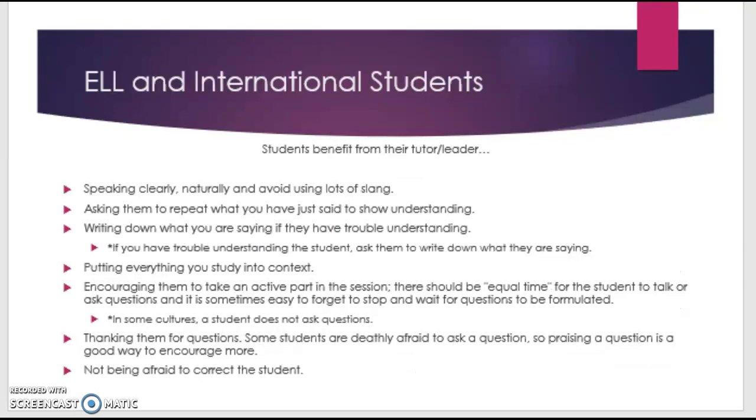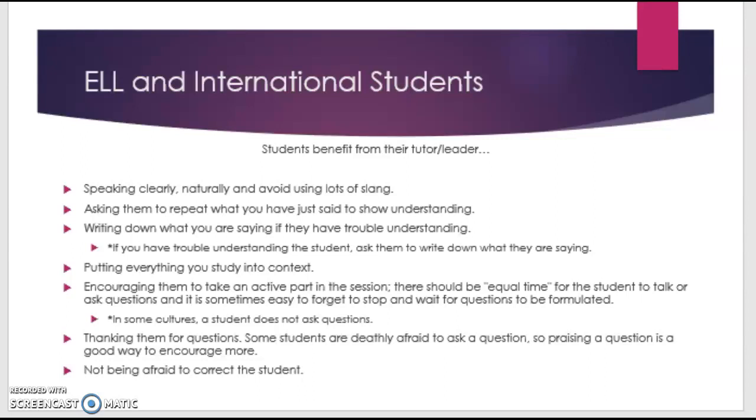Some tips for tutors and SI leaders working with ELL and international students. Take a minute, pause the video, and review the different tactics on this page before moving on. Now that you've reviewed them, consider the following questions. Which of these strategies do you already utilize? What might you consider utilizing?